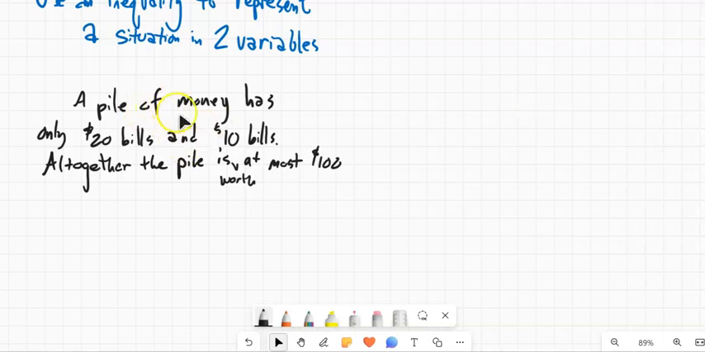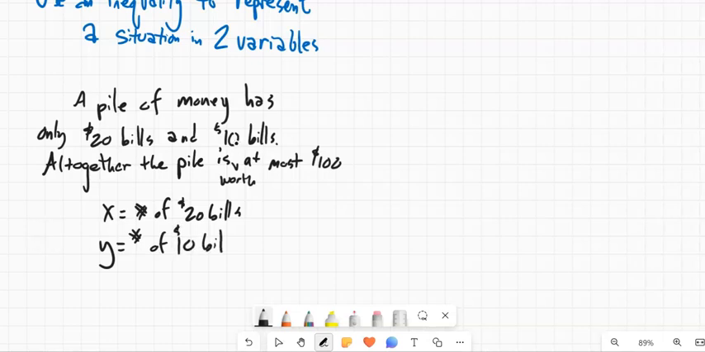First off, we have two things we're keeping track of: how many $20 bills there are and how many $10 bills there are. So I'll let X equal the number of $20 bills. Notice that's how many bills, not how much, not what they're worth. And Y is equal to the number of $10 bills. Again, how many there are, not what they're worth.